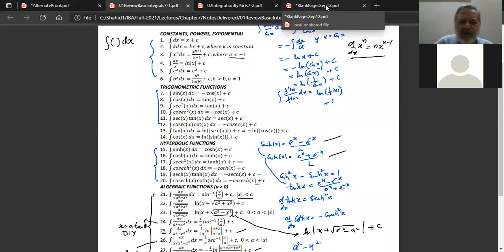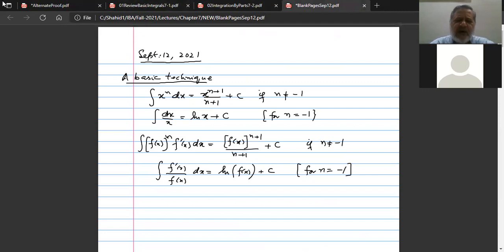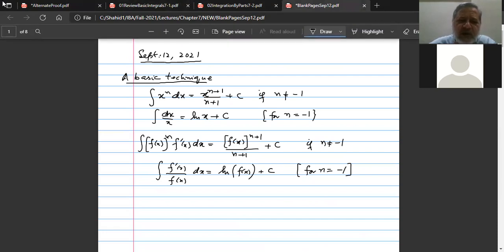But before that, I want to share a basic, important technique that is frequently used in solving problems as well as proving formulas. For example, this is the fundamental formula for the power integral. When you integrate x power n, the power is increased and the term is divided by the increased power, x power n plus 1, which is possible when n is not equal to -1. But if n is equal to -1, then the integral of 1 upon x is ln x. We discussed this briefly.